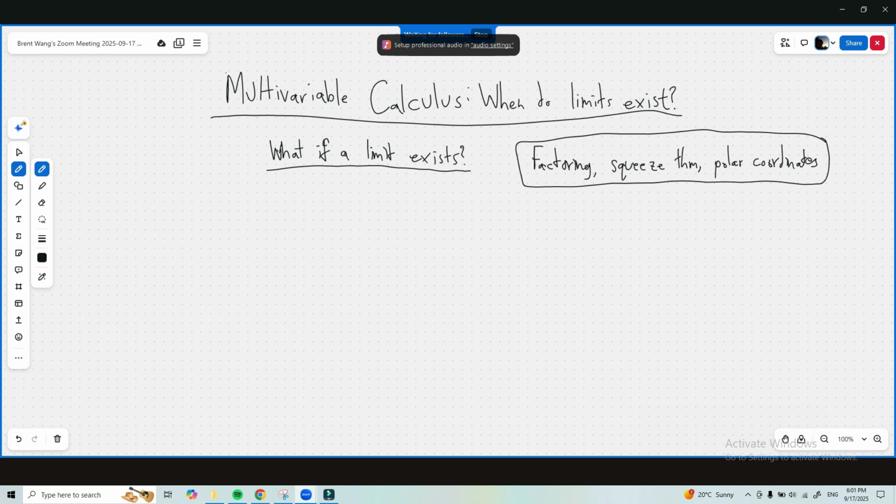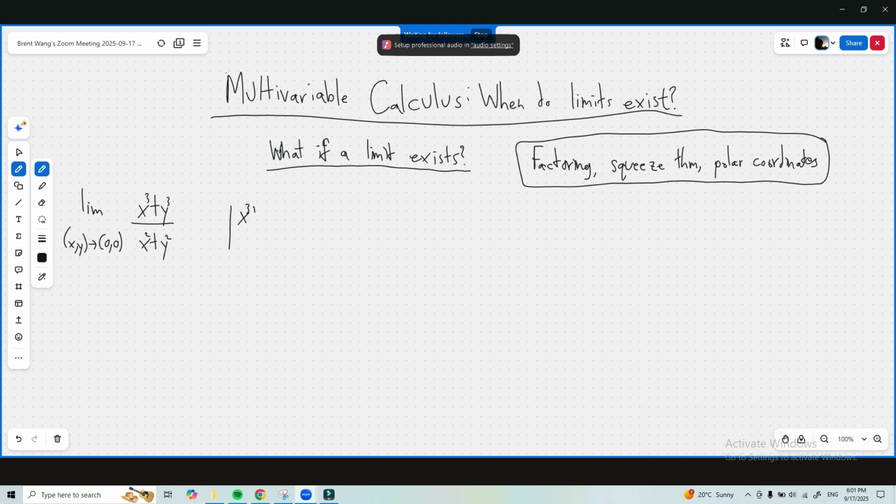Okay, now let's try another limit. Lim (x, y) goes to (0, 0) of (x cubed plus y cubed) over (x squared plus y squared). We can use the squeeze theorem or polar coordinates, either works. Let's use the squeeze theorem.